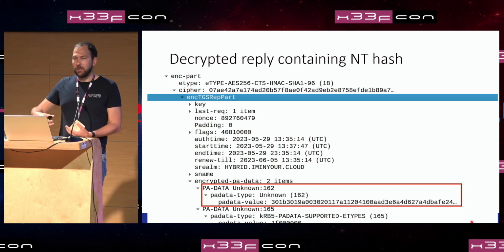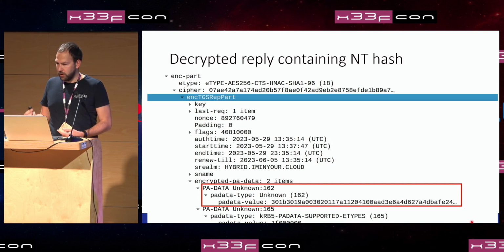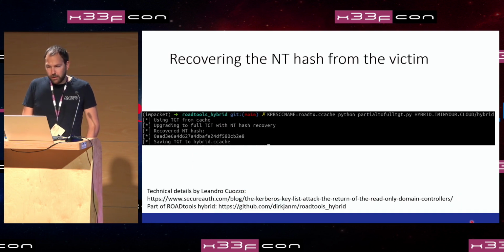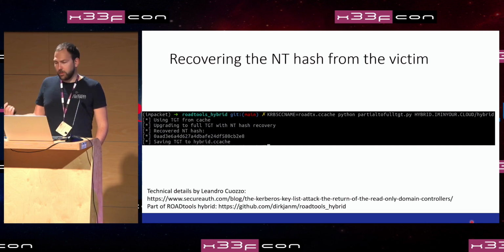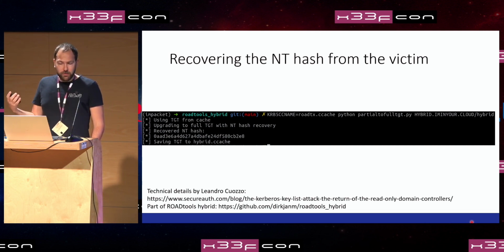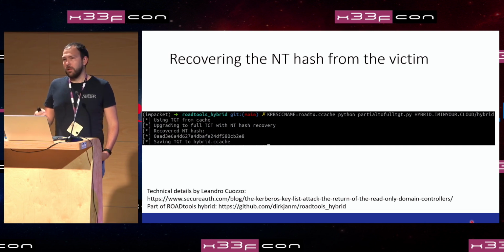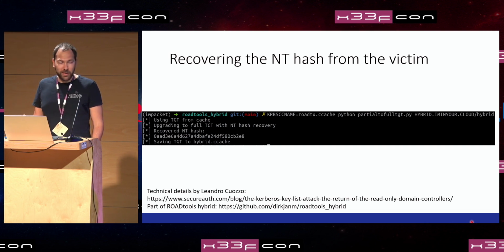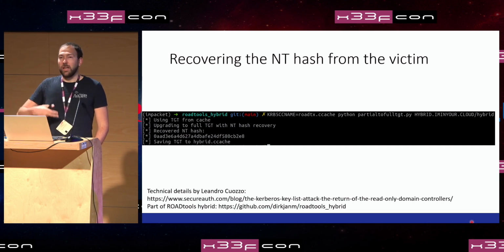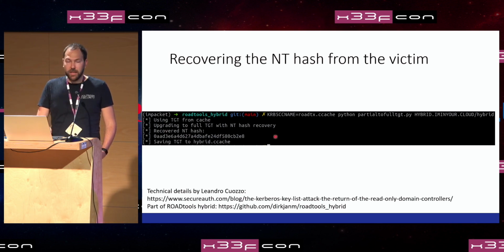Then Windows can load that into LSASS, and then it can also do NTLM authentication to any resources that don't support Kerberos. Of course, there's also a tool for this. This is part of the ROADtools hybrid repository. By the way, this is based on research from Leandro Cuozzo, who looked at this keylist attack. You can also use this for some other nice attacks, but basically this is the legitimate implementation to exchange a partial TGT for a full TGT and also recover the NT hash of the user.